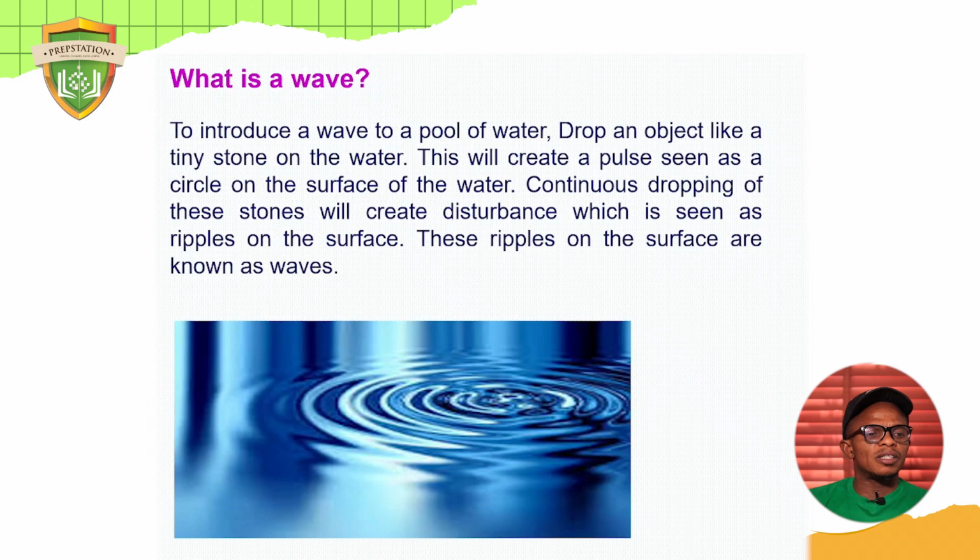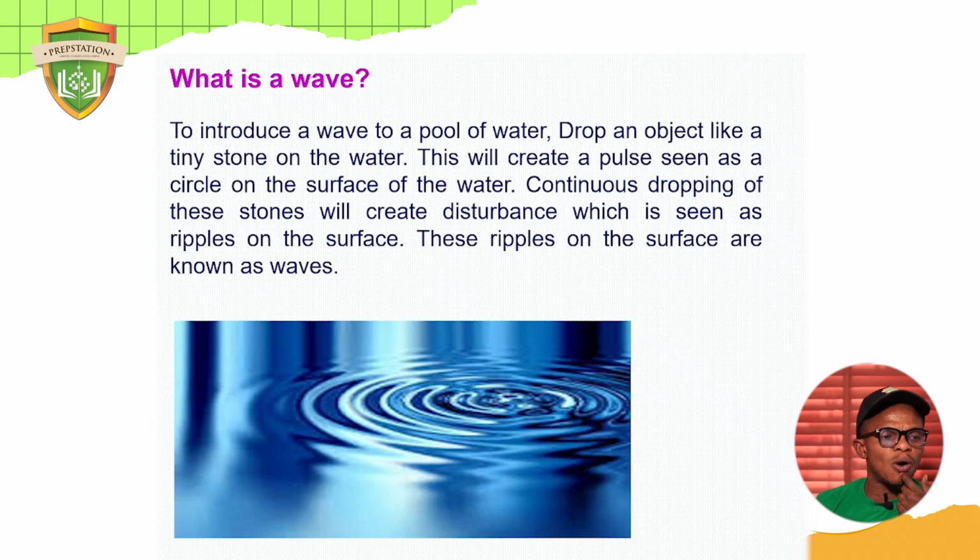You will notice something. And what is that? This will create a pulse. Remember, I differentiated between a pulse and a disturbance, okay? A single drop of a stone will create a pulse, but if you do that continuously and it becomes a repeated pattern, then it becomes a disturbance. And that disturbance is what we refer to as a wave, because that disturbance will come into the medium. The medium in this case is the water, to create what? Energy that will be transferred from one point to another.